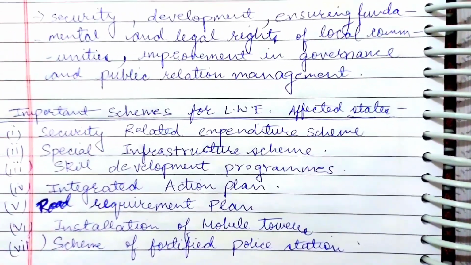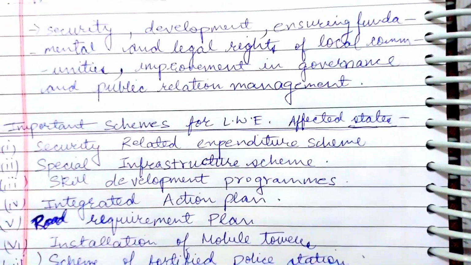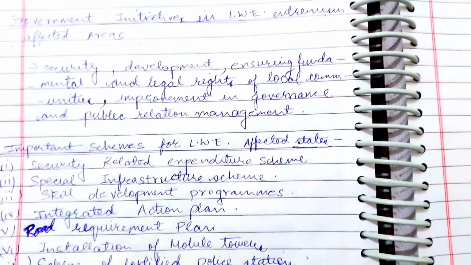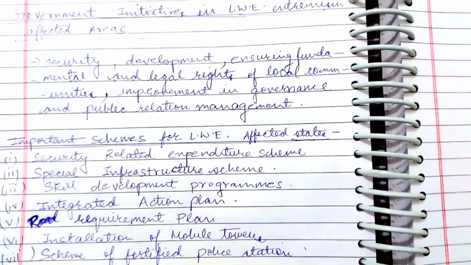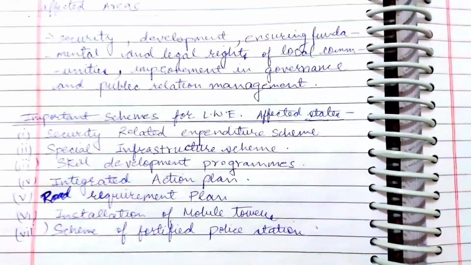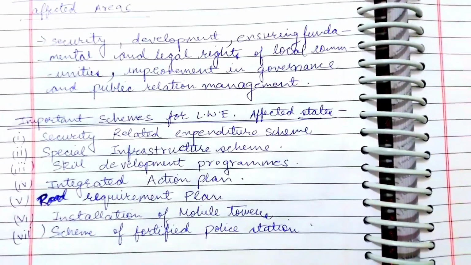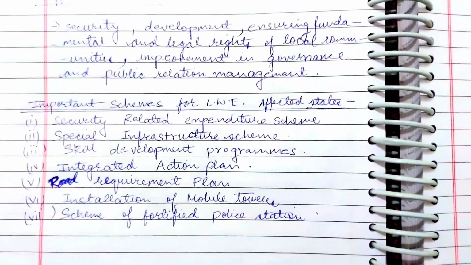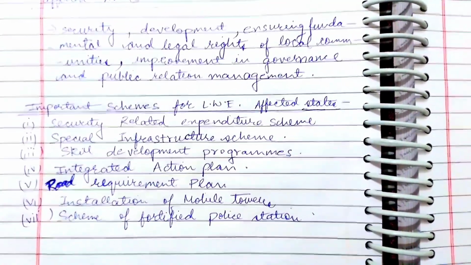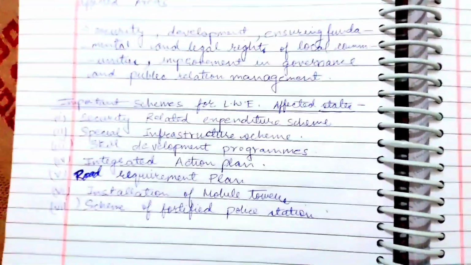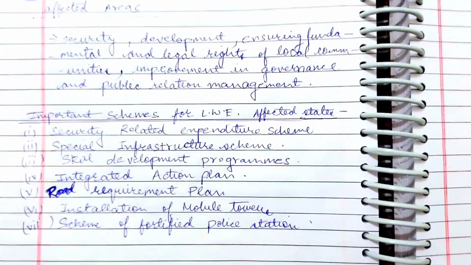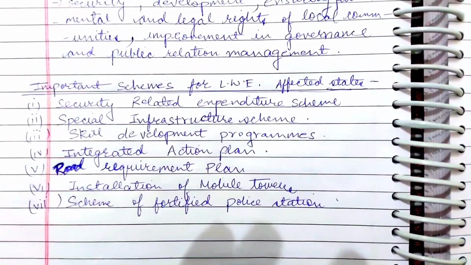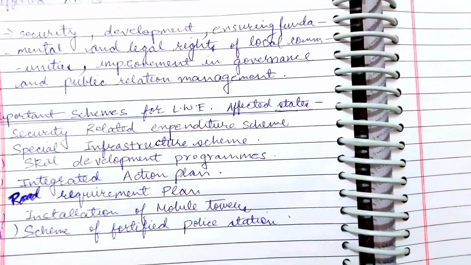Then important schemes of left-wing extremism affected states. First is security related: the Security Related Expenditure scheme. Under this scheme, funds are provided for expenditure relating to insurance, training and operational needs of security forces. Then the Special Infrastructure Scheme for upgradation of training infrastructure, weaponry, equipment, and to fill up critical infrastructure gaps of security forces of the states.